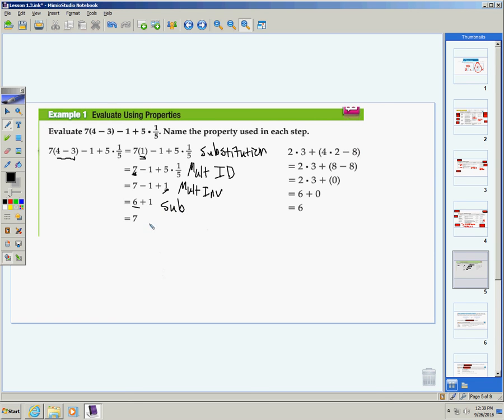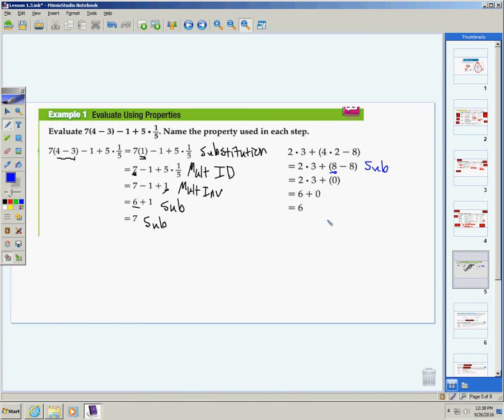6 plus 1 equals 7. That is another example of substitution. If you are ever not sure of what property is being used, a good guess is going to be substitution. Looking at the second one, I go from 4 times 2 to 8. That's just going to be substitution. There's no special property that says any number times 2 or anything like that.